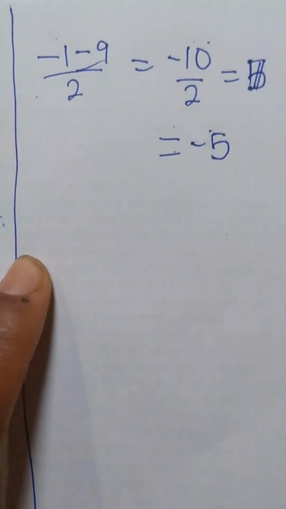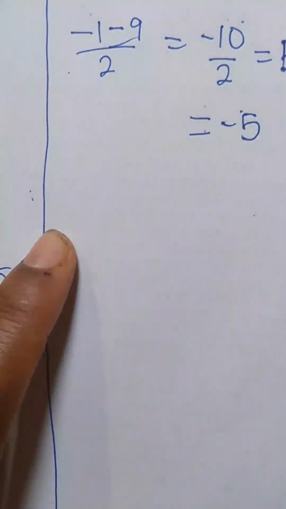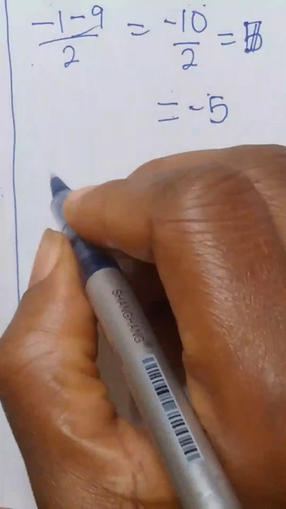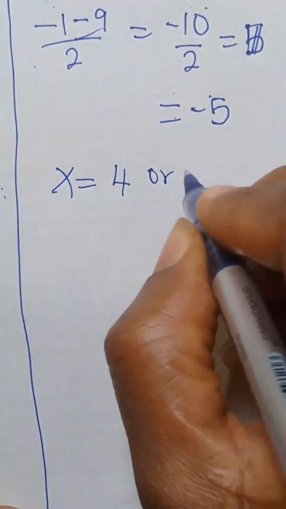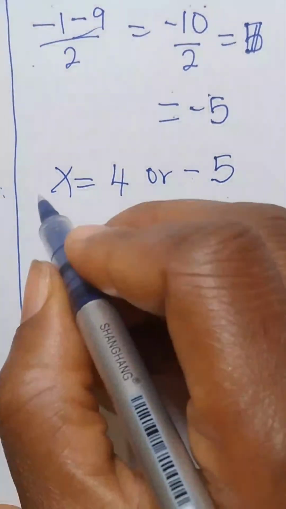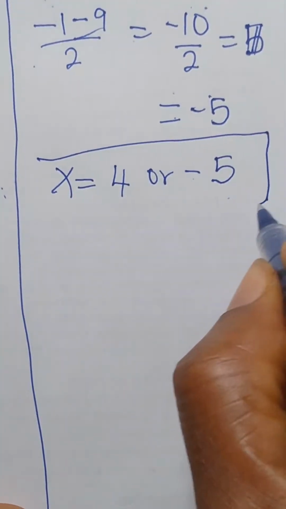So let me clean the camera, it's becoming blurry. All right. So our x is equal to 4 or minus 5. This is the solution to our question.